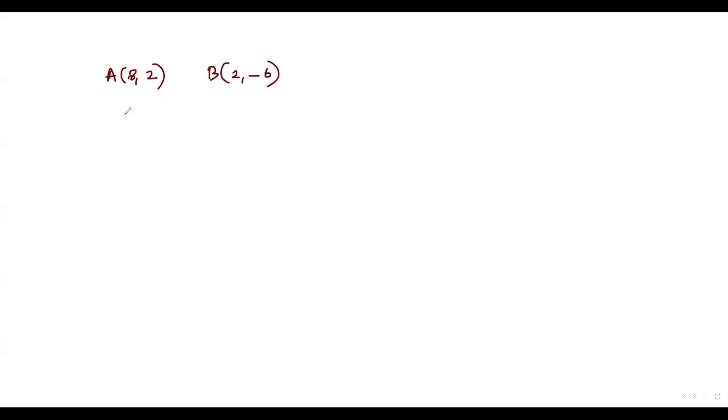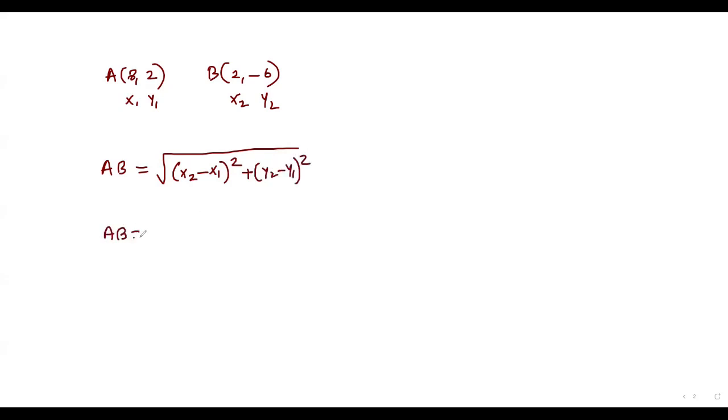To get the distance between these 2 points, let me consider point A as (x1, y1) and the point B as (x2, y2). The formula to find the distance between the 2 points is the square root of (x2 - x1) the whole square plus (y2 - y1) the whole square. Then we have AB equals the square root of, we plug in 2 for x2 and 8 for x1, so (2 - 8) the whole square, and for y2 we have -6, and for y1 we have 2, so (-6 - 2) the whole square.